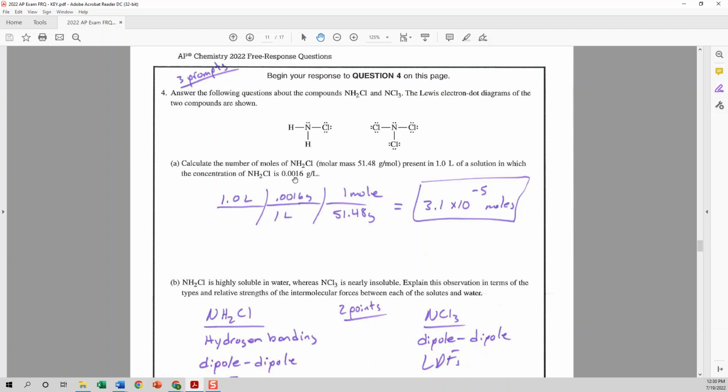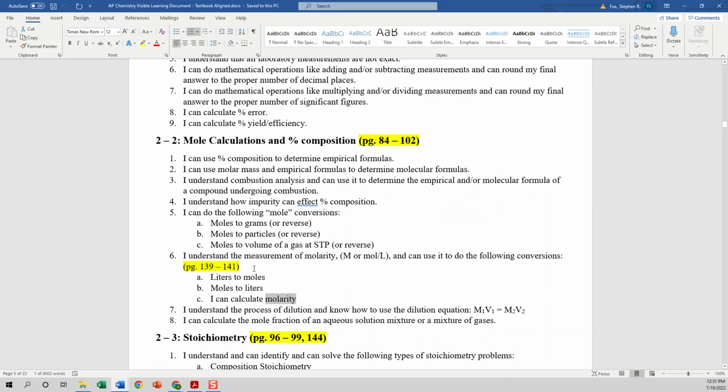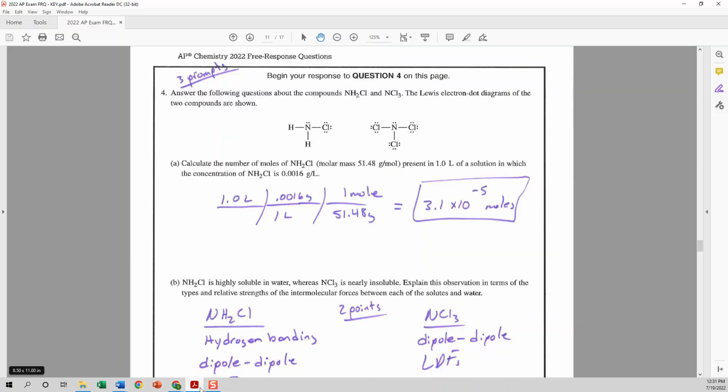So when you have a unit grams per liter, liters times grams per liter would cancel out liters and give me grams. And then we have to be able to convert grams to moles. So we use dimensional analysis: taking 1 liter of solution times the concentration that they give us in grams per liter will cancel out liters and give us grams, and then grams divided by the molar mass will give us moles.